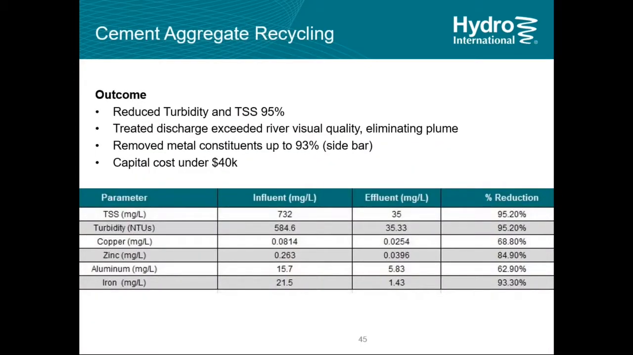The outcome, we reduced the turbidity and TSS by 95%. So the water was very clear. In fact, you saw it in the very beginning. So it was even more clear than the river water. So we took care of that turbidity issue. We treated the discharge, so the visual quality eliminated the plume, and as an added kicker, we removed a great deal of the metal constituents up to 93%, and this system was under $40,000.